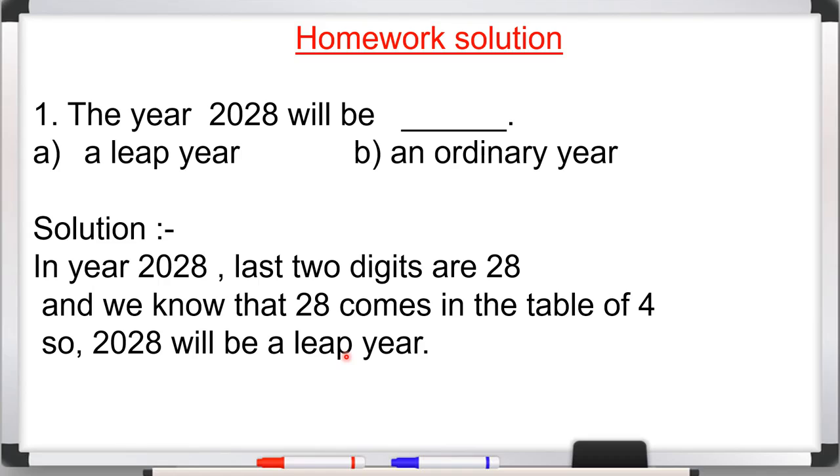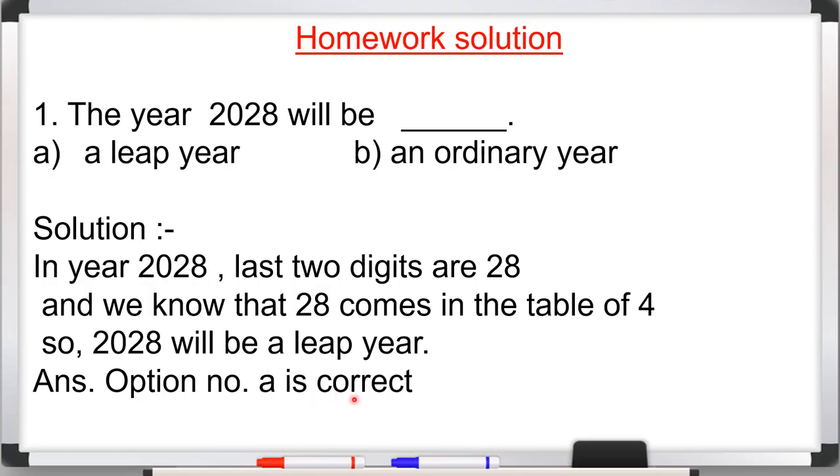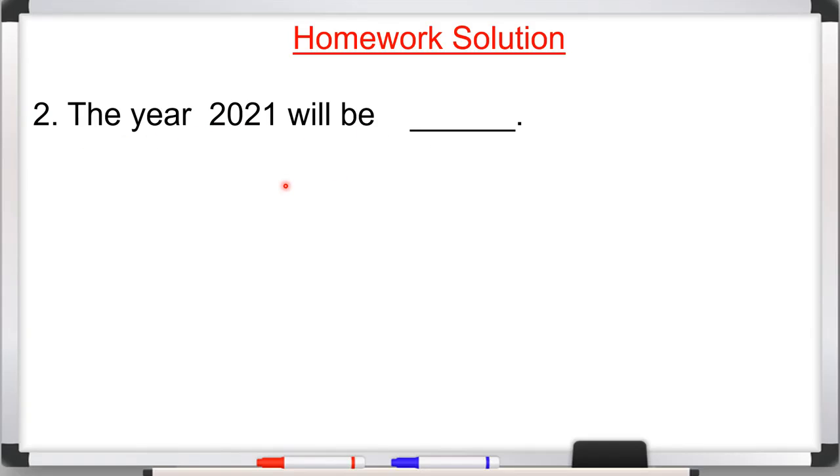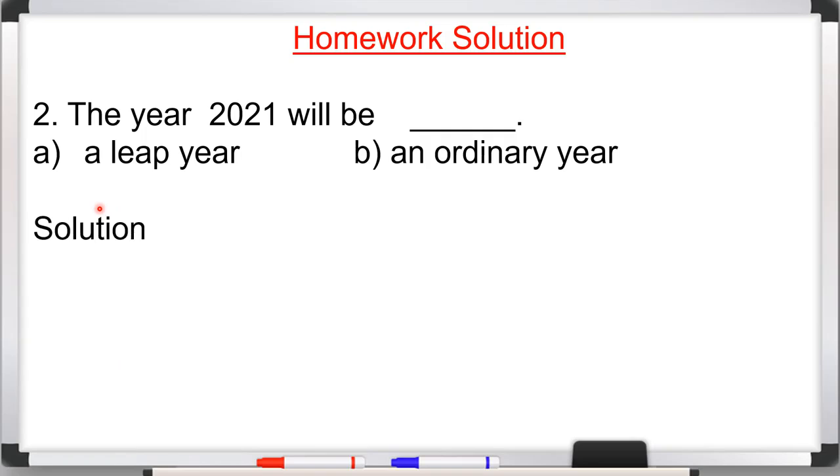I told you earlier that if the last two digits are divisible by 4, ठीक है, अगर last की two digits 4 से divisible होती हैं, then it is a leap year. So here 28 are divisible by 4, so 2028 will be a leap year. Understood? So option number A is correct. Now question number 2. The year 2021 will be dash. So again we have two options, a leap year or an ordinary year. So let's start its solution.